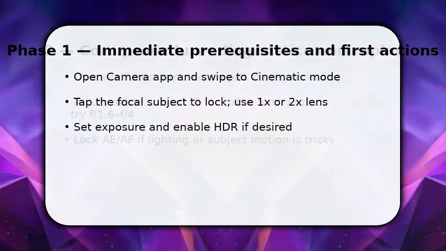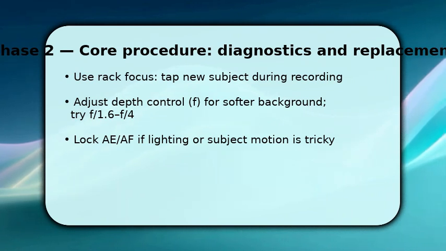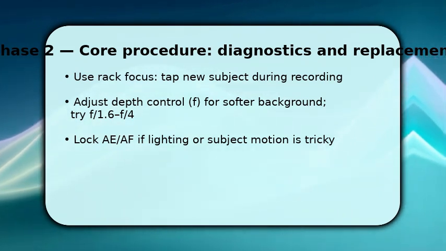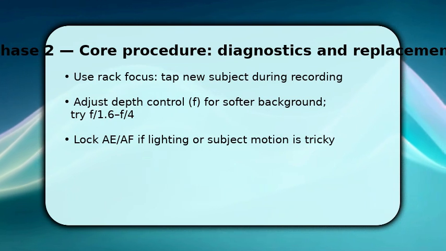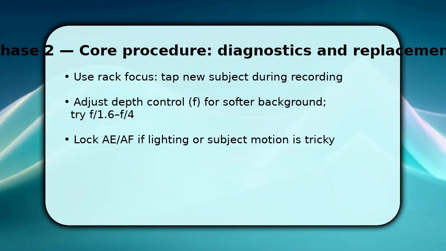Now refine focus while recording. To rack focus, tap the new subject mid-shot and let the phone smoothly shift. This creates cinematic storytelling. Once done, tweak depth control using the F slider. Smaller F numbers yield creamier backgrounds, while larger values increase depth.